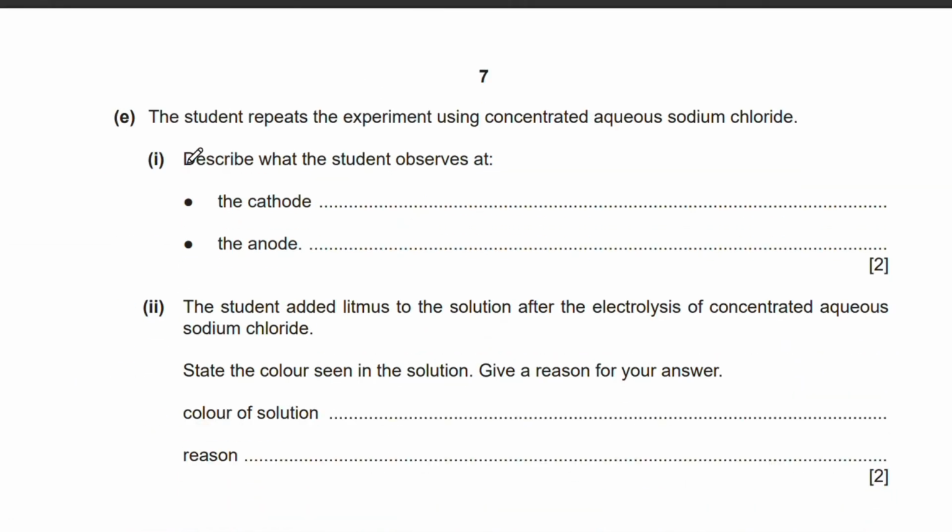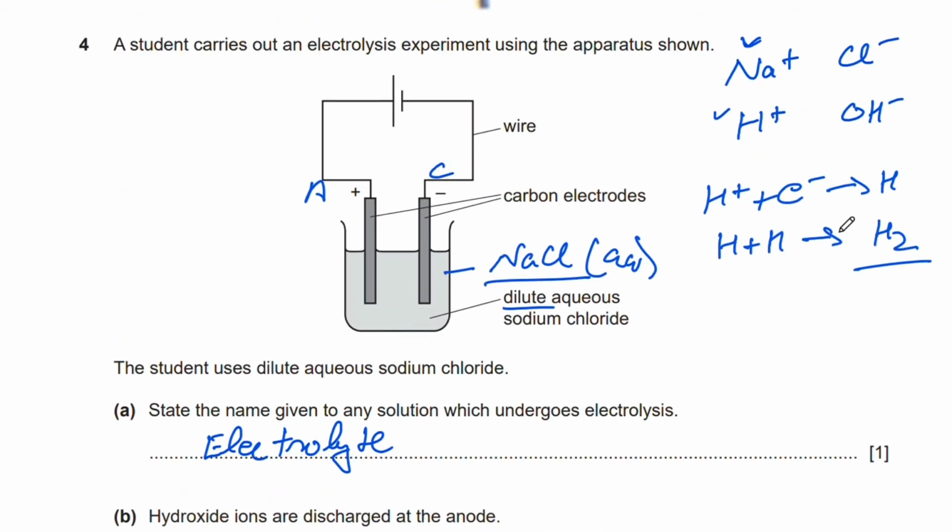The student repeats the experiment using concentrated aqueous sodium chloride. Now see, it is concentrated now. Describe what the student observes at cathode. See, at cathode, there is no such change. It will remain the same. So basically what he'll see is the fizzing. But at anode, now there are changes at the anode. Why? It's because of concentrated aqueous sodium chloride.